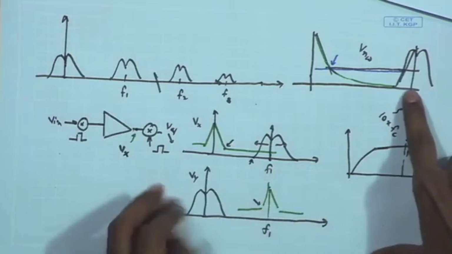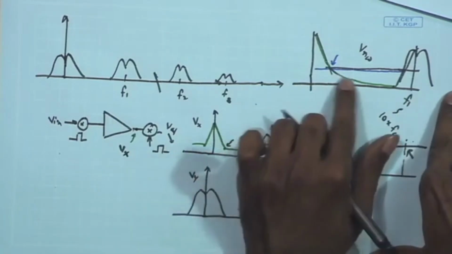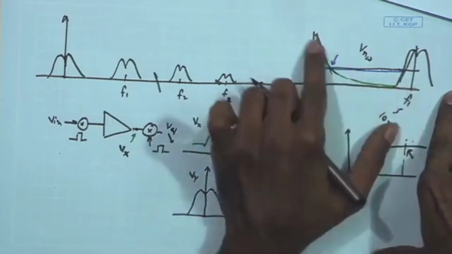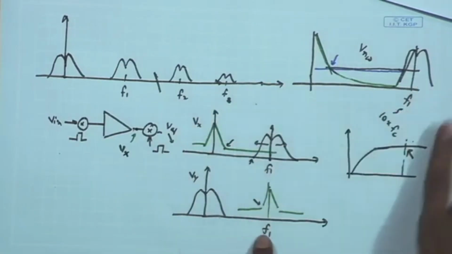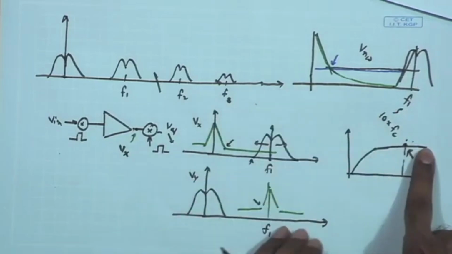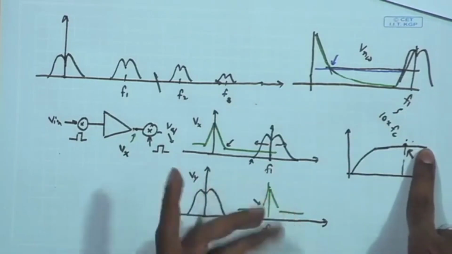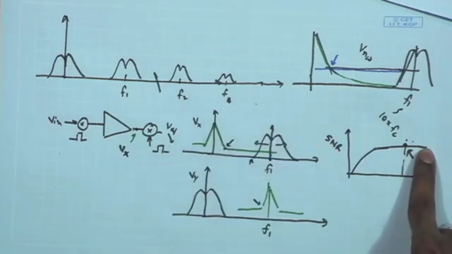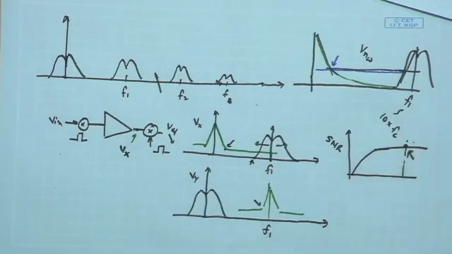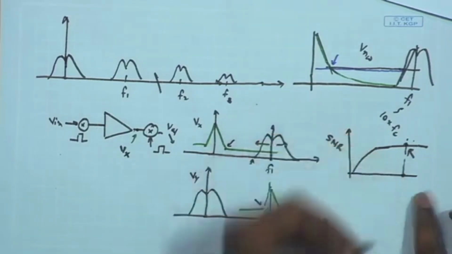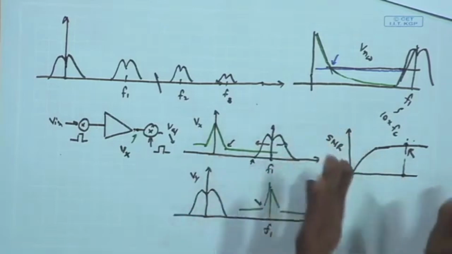Beyond that, if you increase the chopping frequency further and further, because the tail of this 1 upon f has anyway died down, it will not have significant advantage. So, if I want to increase this further, I am not going to get significant advantage in the SNR of the circuit, and therefore, I would like to stop over there. Why I would like to stop over there? Because once again, what does a larger chopping frequency require?